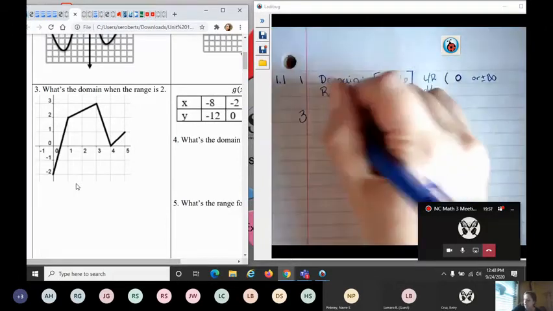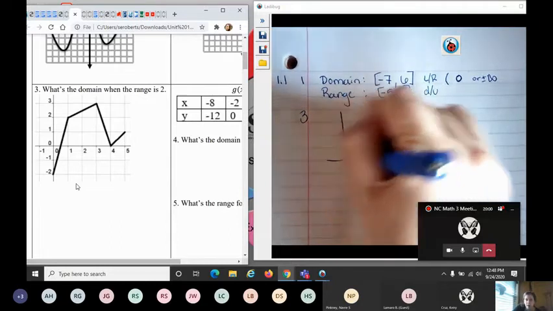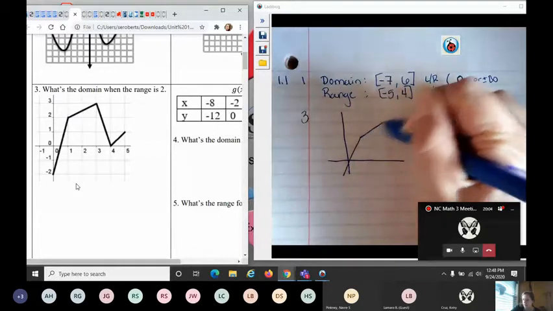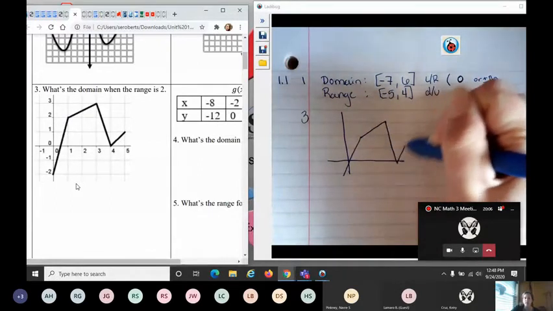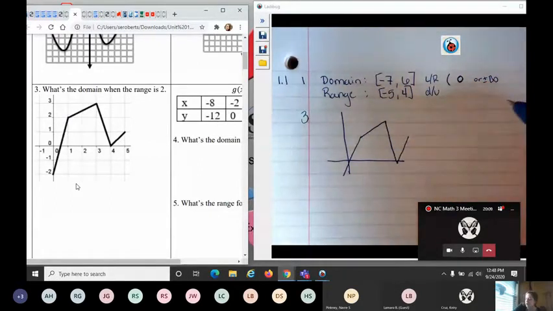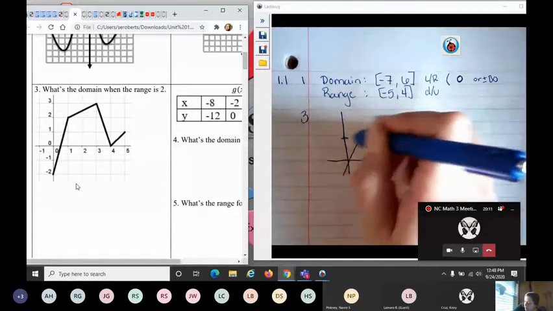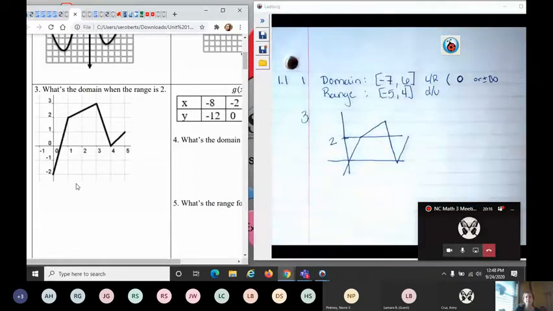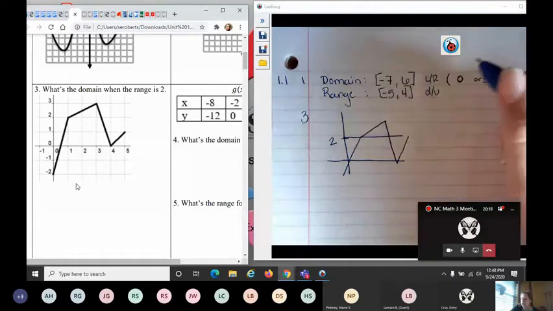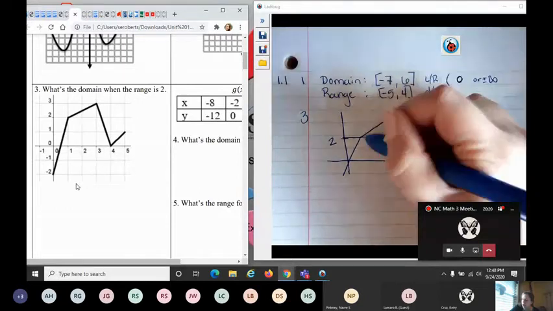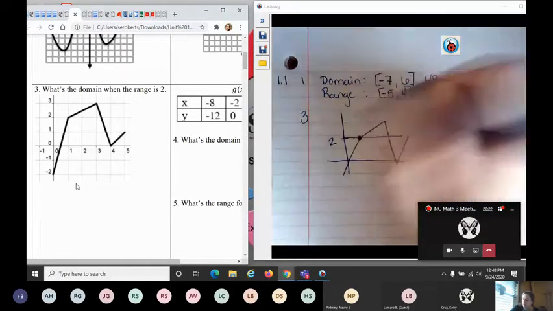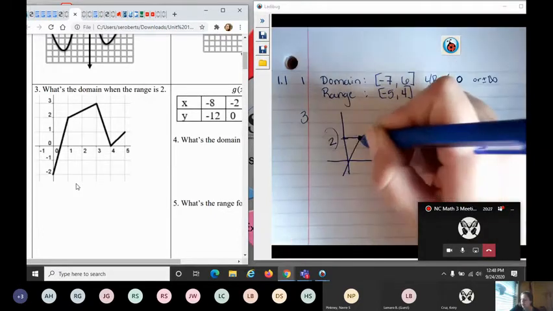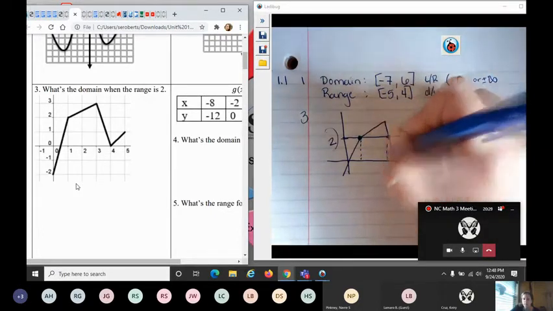Okay, so I'm going to kind of draw it out, sketch it out a little bit. Okay, so we have something like this. Okay, and 2 is labeled right around here. Now what it means by what is the domain when the range is 2, it's asking you to look at where your output or your y value is 2 and give the corresponding x values.